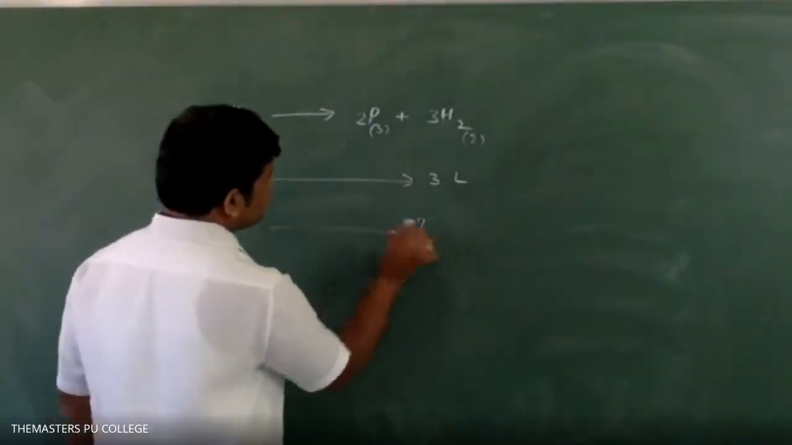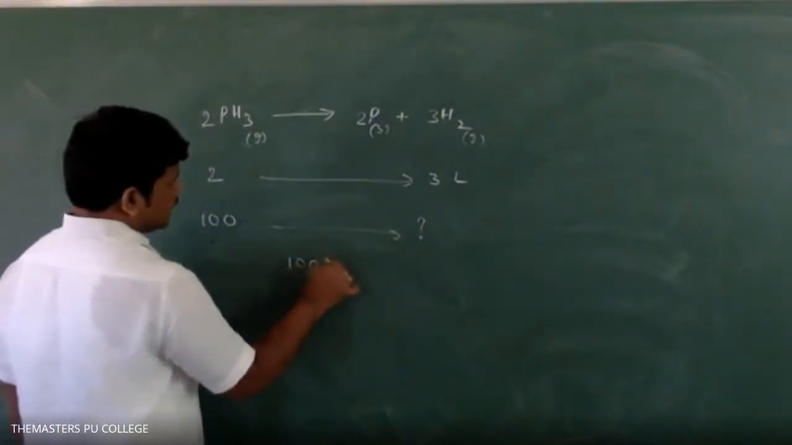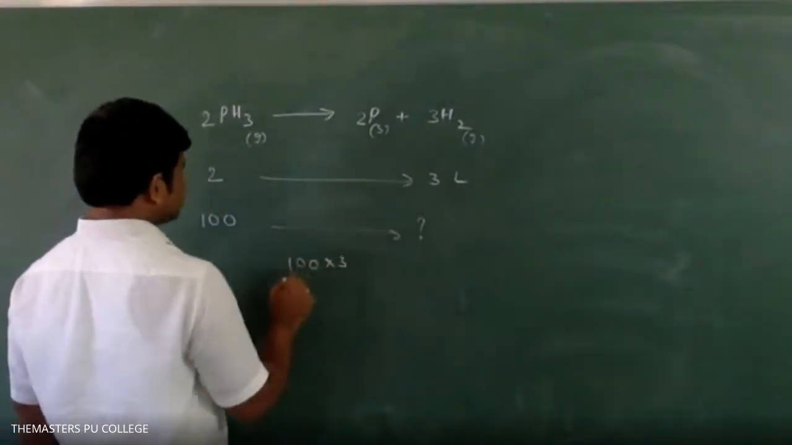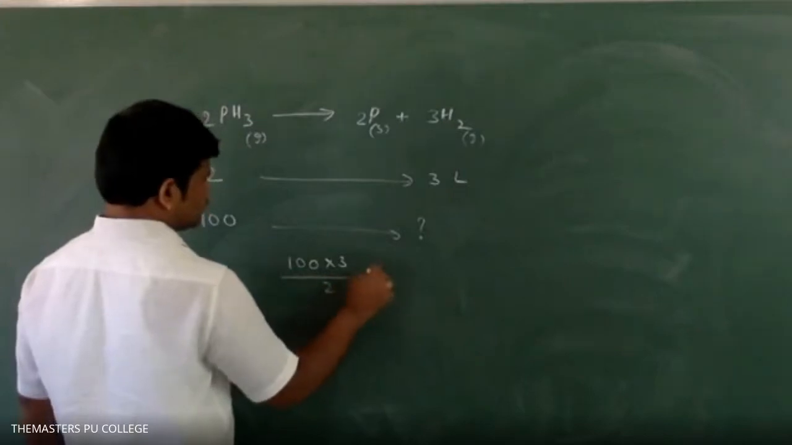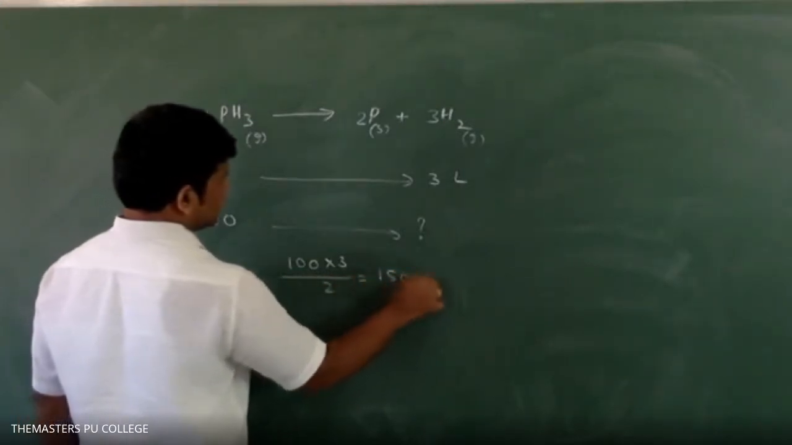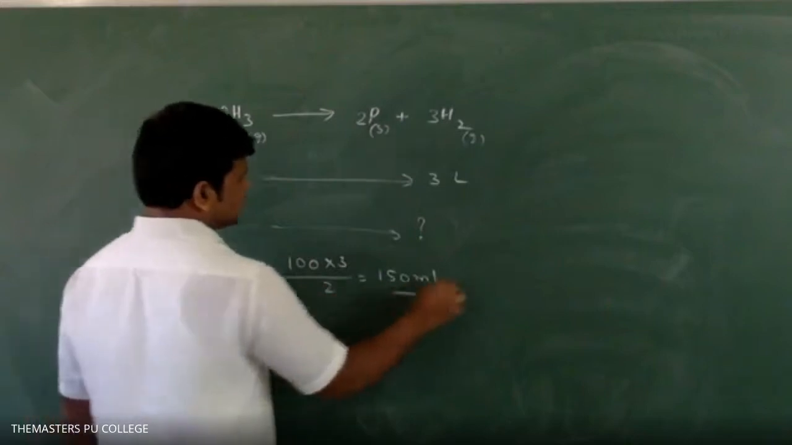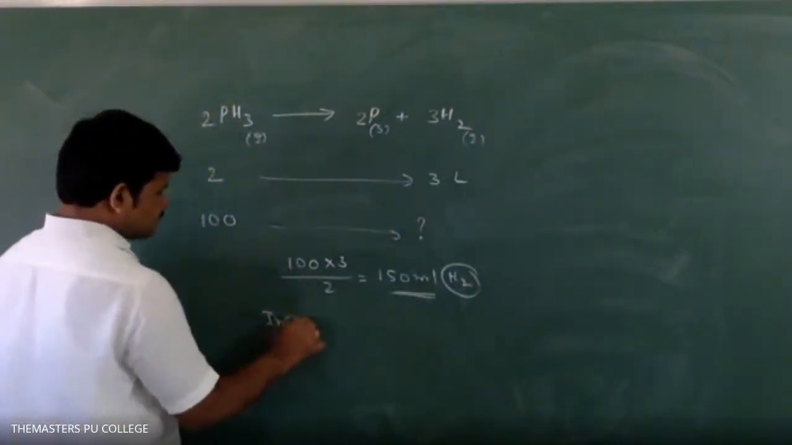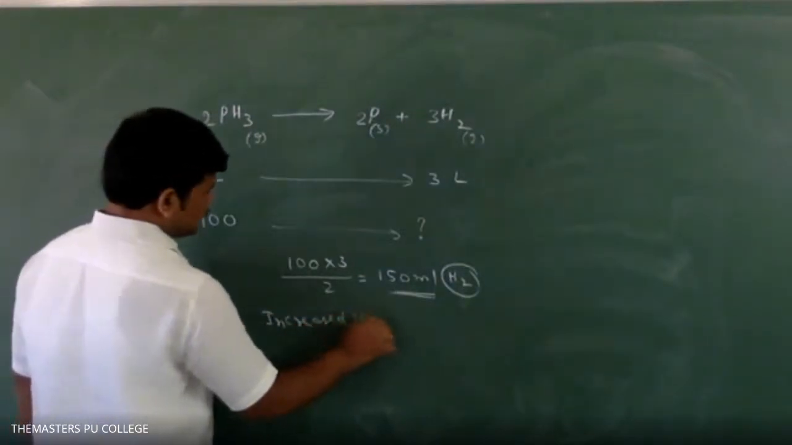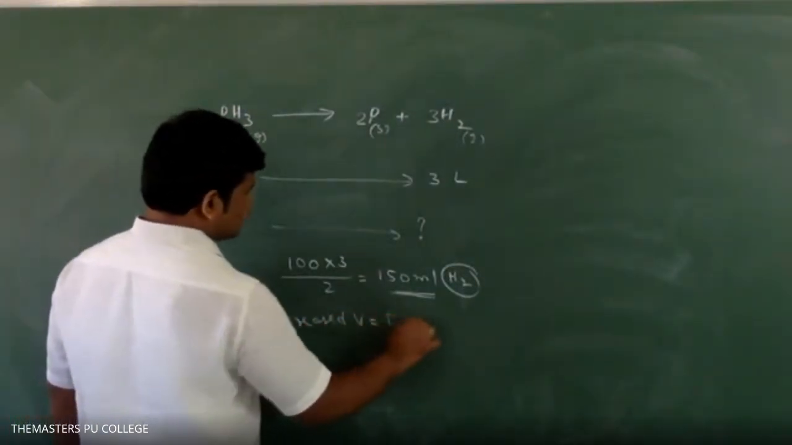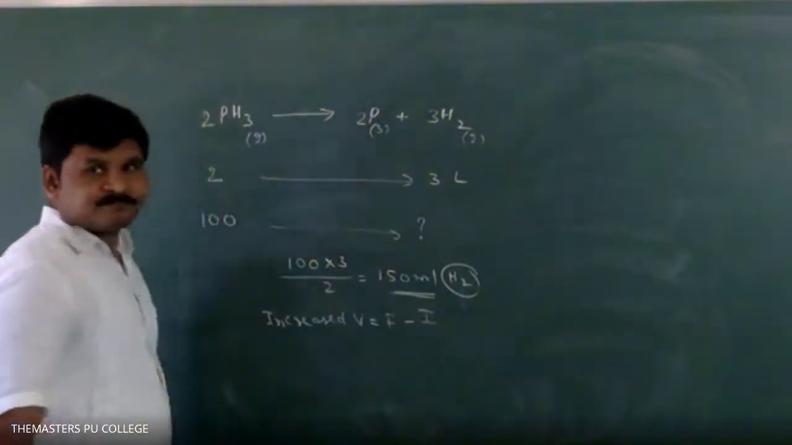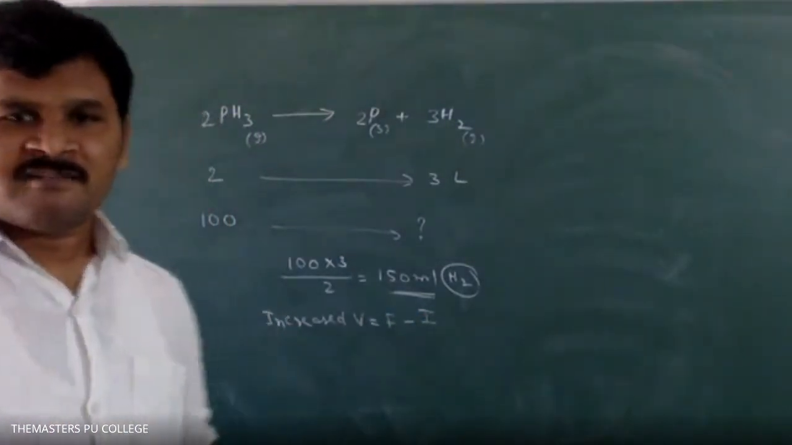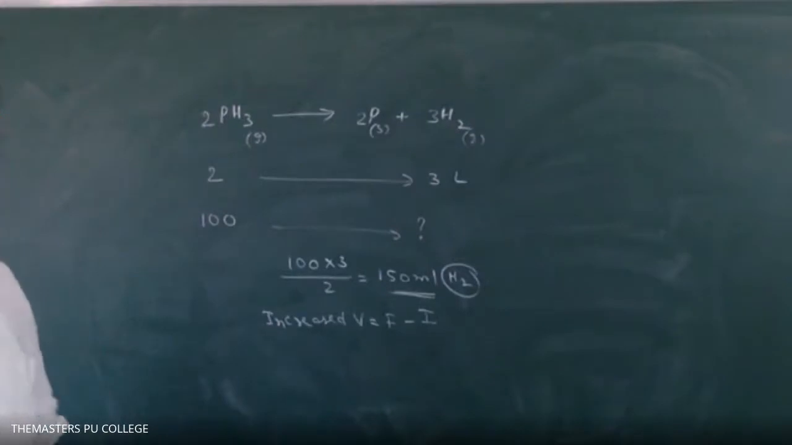How much hydrogen will we get now? 100 into 3, cross multiplication, divided by 2. 150 ml. 150 ml H2 we will get. Correct? Increased volume is equal to final volume minus initial volume. So the final volume is 150, the initial volume is 100. How much has it increased? 50 ml is increased. That's all.